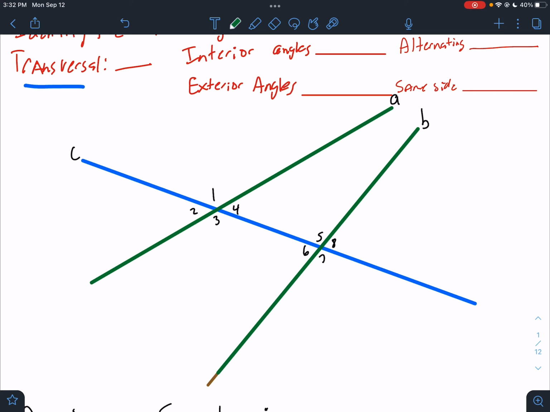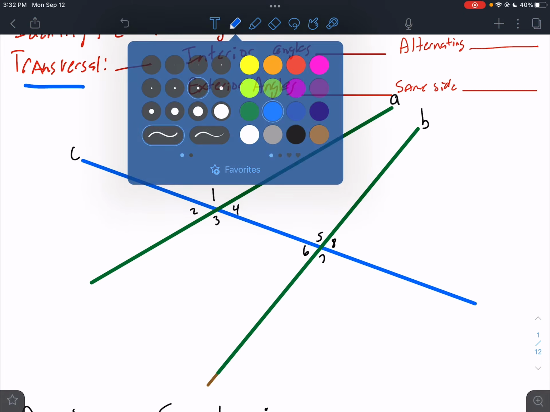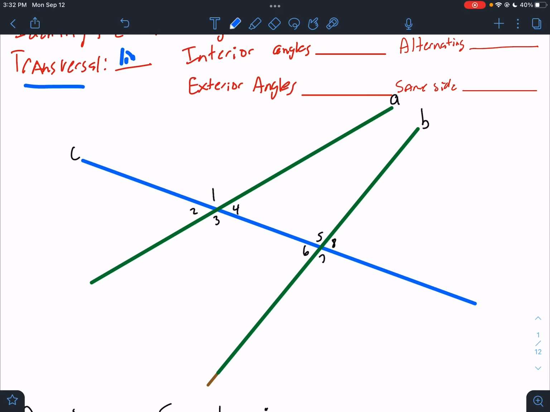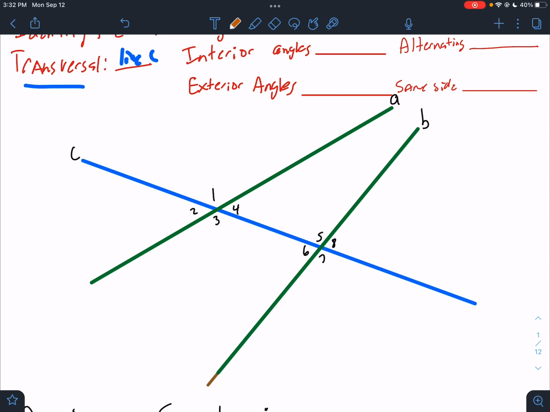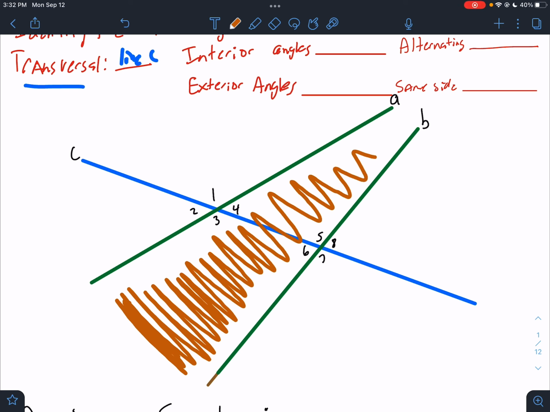So let's start with interior versus exterior. Well, let me list the transversal. Transversal is line C here. Interior versus exterior has to do with the other two lines. So those two green lines, this is the space between the two green lines.